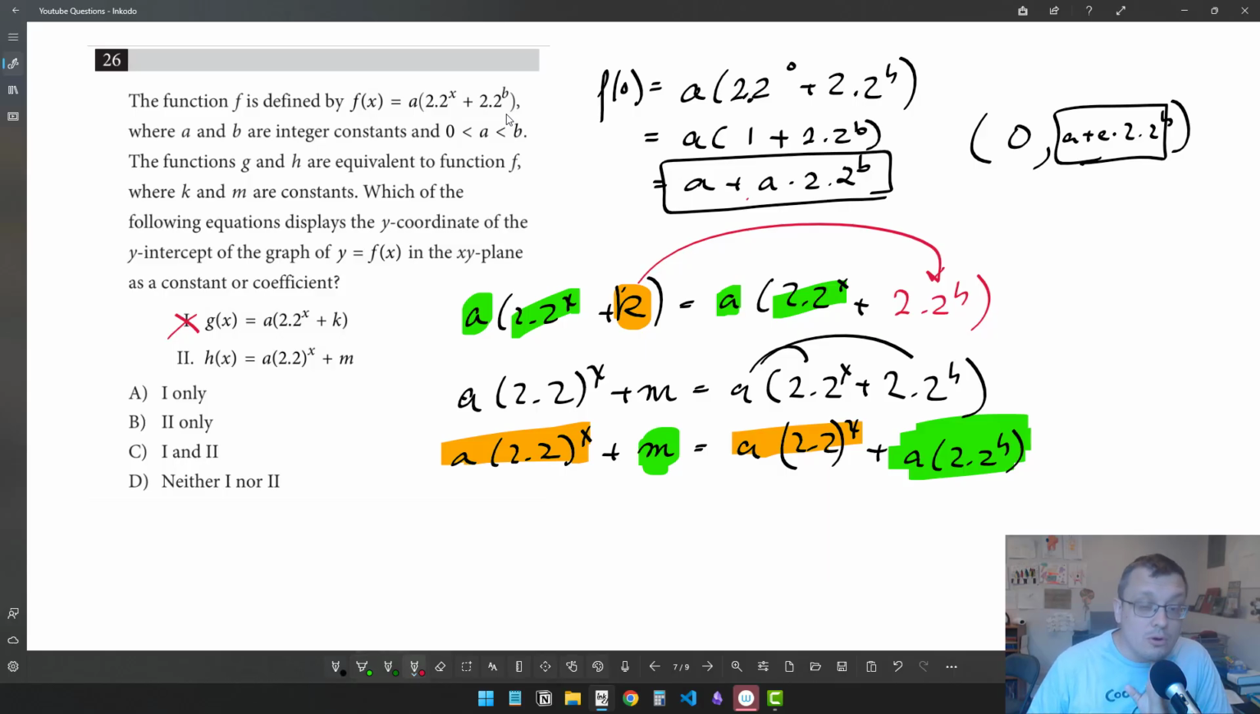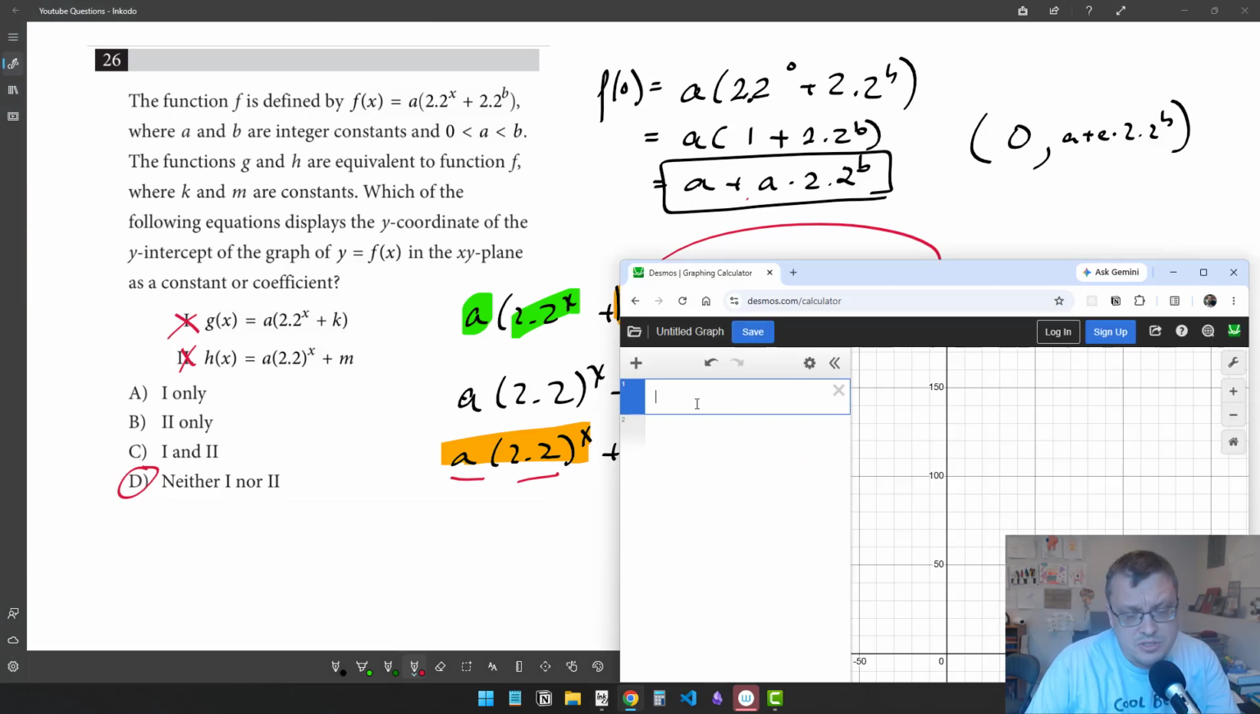And this is so close, right? At least we have this part, right? So m is equal to a times 2.2 to the b. Great. But the value of the y-intercept is a plus a times 2.2 to the b. So we do not actually have an equivalency here. This is equal to a times 2.2 to the b, but none of these values, not a, not 2.2, not m, none of these are equal to this y-intercept. And that is why 2 fails and that's why the answer is D.